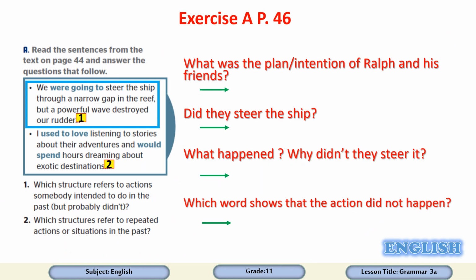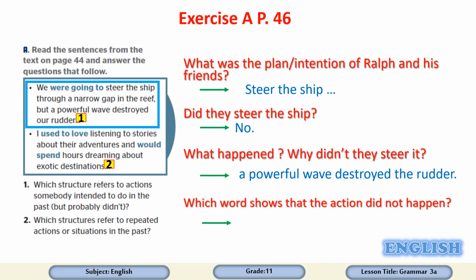Read the first sentence again and answer the questions. What was the plan or intention of Ralph and his friends? Yes, very good. It was to steer the ship. Did they steer it? No, they did not. Very good. What happened? Why didn't they steer it? Excellent. A powerful wave destroyed the rudder of the ship. Which word in the sentence shows that the action did not happen, or that the plan or intention was not fulfilled? Yes, very good. It's the word but.